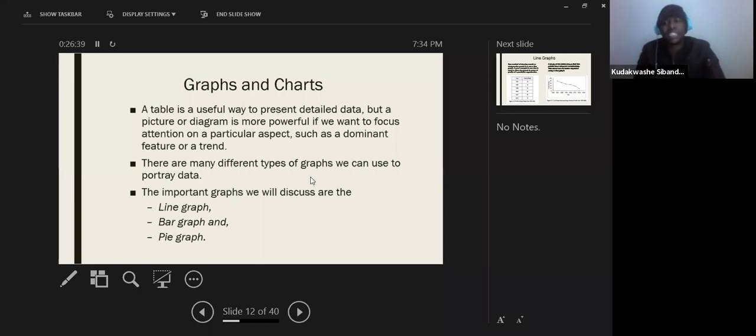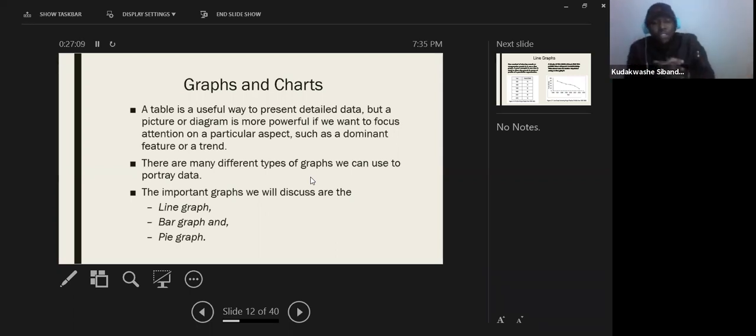Now we have talked about tables, which are the tables that we're going to meet in this course. Then let's talk about what are called graphs and charts. A table is a useful way to present the detailed data, but a picture or a diagram is more powerful if we want to focus attention on a particular aspect, such as a dominant feature or a trend.